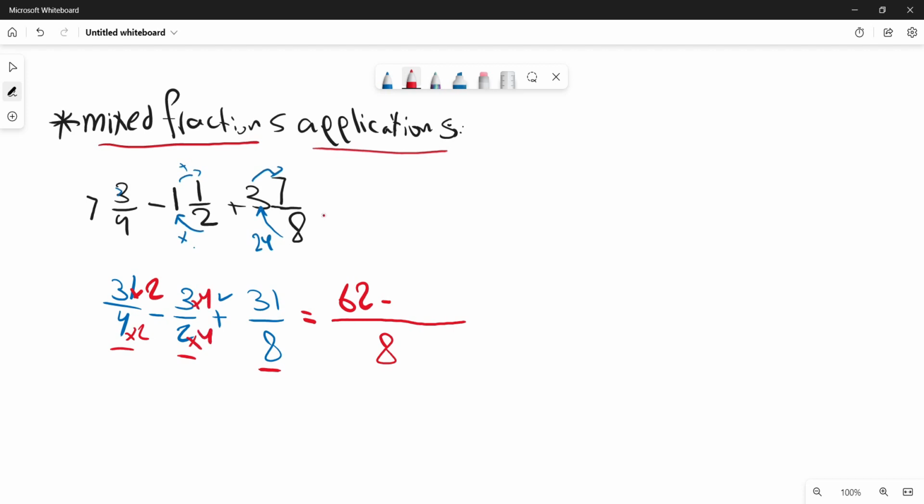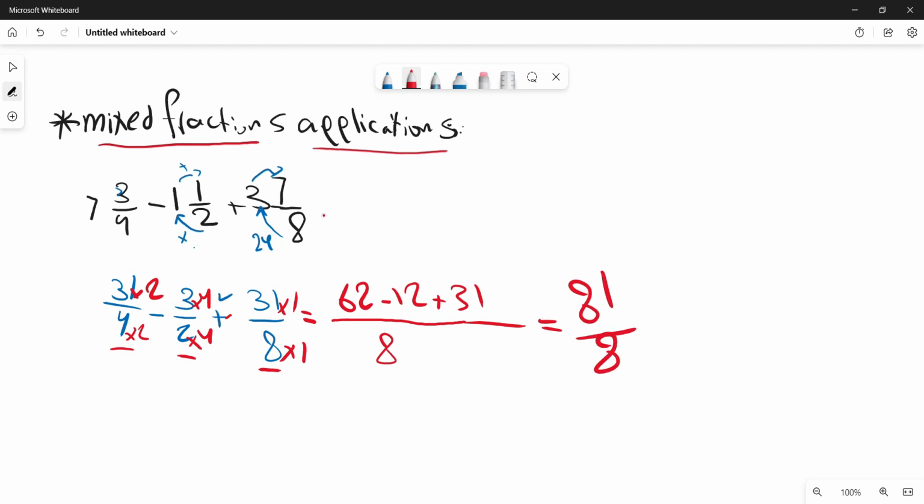3 times 4 is equal to 12. And then what's the sign here? Plus. So we're going to say plus. 8 times 1 is equal to 8, and 31 times 1 is equal to 31. Therefore we should say 62 minus 12 plus 31 is equal to 81 over 8. So the final answer is 81 over 8.